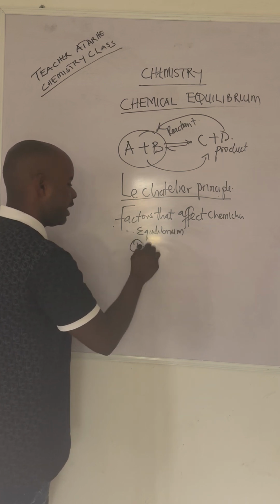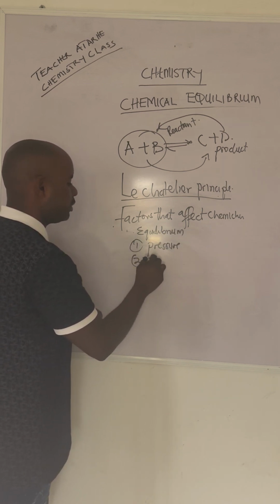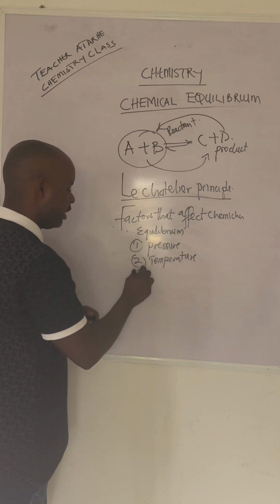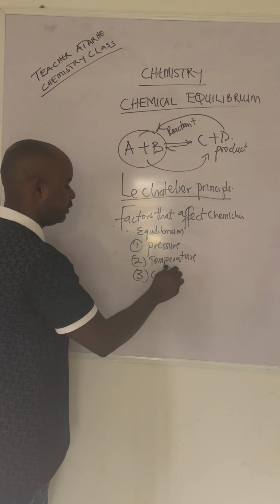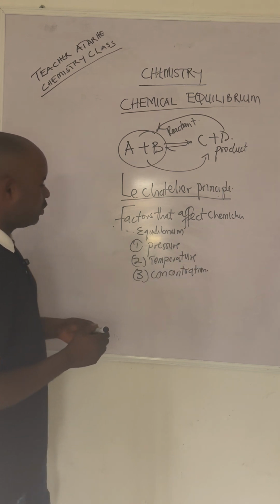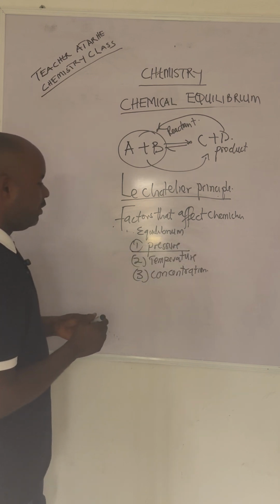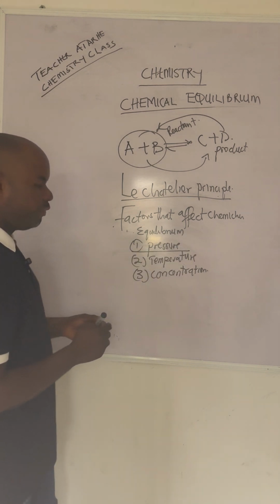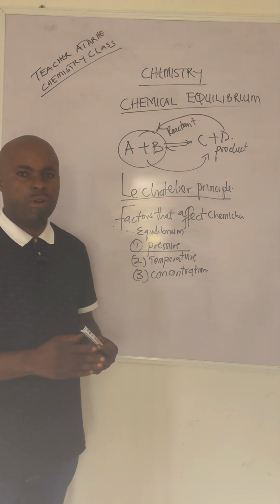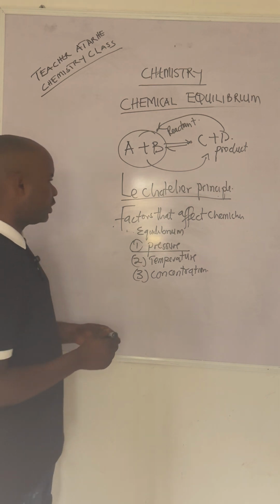We said one, we have pressure. Two, we have temperature. Three, we have concentration. But in this video, we are going to focus more on pressure, the effect of pressure. For pressure to have effect on a system that is in equilibrium, there are conditions which the system must meet.